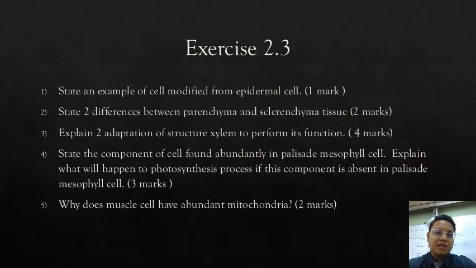Number one, state an example of a cell modified from epidermal cell. Number two, state two differences between parenchyma and sclerenchyma tissue. Number three, explain two adaptations of the structure of xylem to perform its function, two adaptations. Number four, state the component of cell found abundantly in palisade mesophyll cell, and explain what will happen to the photosynthesis process if this component is absent in palisade mesophyll cell. And number five, explain why muscle cells have abundant mitochondria.